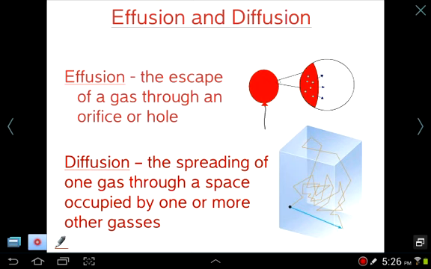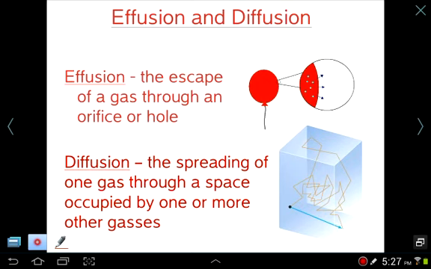Effusion is simply the escaping of a gas through a small hole. The reason why balloons eventually get deflated on their own is because the balloon surface actually has little tiny pores through which gas particles can escape in the random movement. As gas particles are constantly randomly moving around the balloon or the container, once in a while they'll escape.